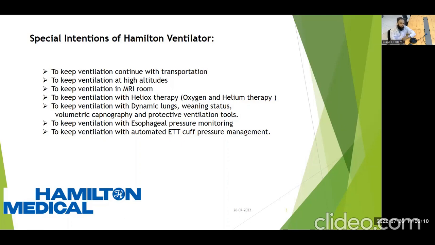In ETT cuff pressure management, we set the pressure at 25 to 30 cm H2O, in which there is very little chance of the patient suffering from ventilator-associated pneumonia, ventilator-associated events, sore throat and some others. So automated ETT cuff pressure keeps the patient on the safe side.